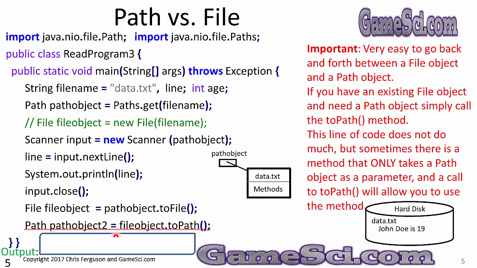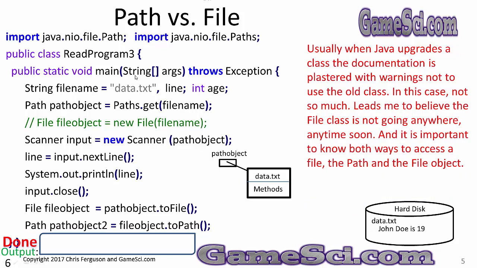Path object 2 equals file object.toPath. Important, very easy to go back and forth between a file object and a path object. If you have an existing file object and need a path object, simply call the toPath method. This line of code does not do much, but sometimes there is a method that only takes a path object as a parameter, and a call to toPath will allow you to use that method. These two lines of code basically just show you how to go back and forth between a file object and a path object. As of Java version 7, some code will use file, some code will use path, and whenever you need one or the other, it's easy to go back and forth.